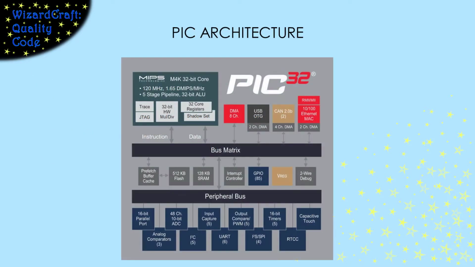This diagram shows the architecture of a PIC32 processor. If you're interested in more details about this picture, click on the link at the top of the screen for a video focused on just the architecture. For this video, we're talking about these GPIO ports and how the code running on that core controls them.